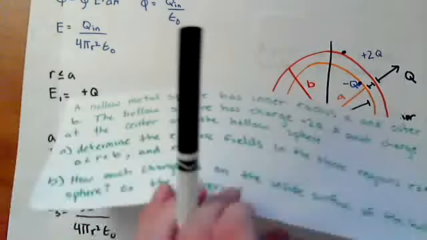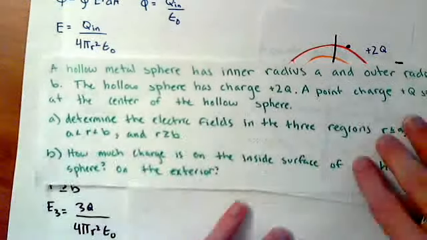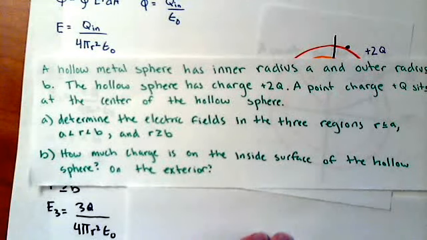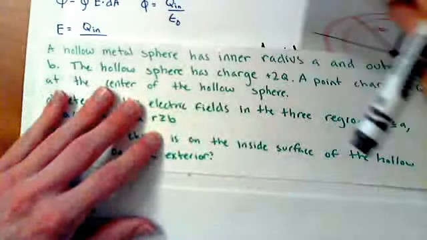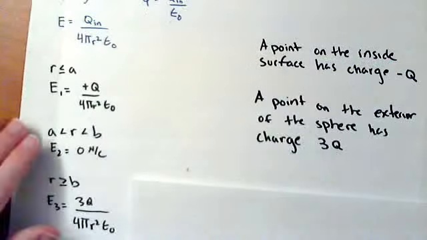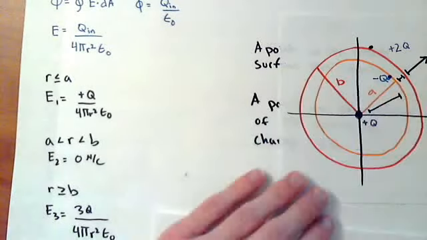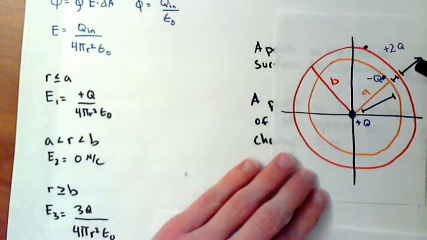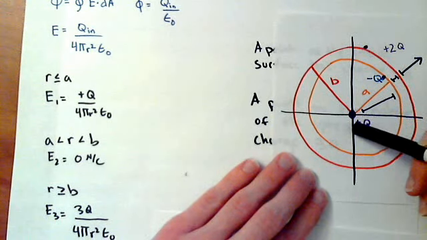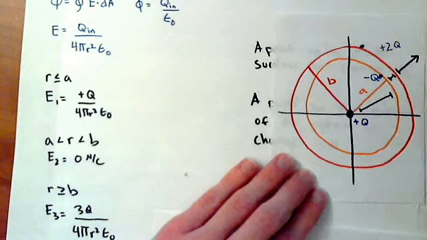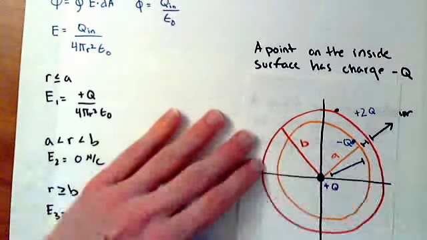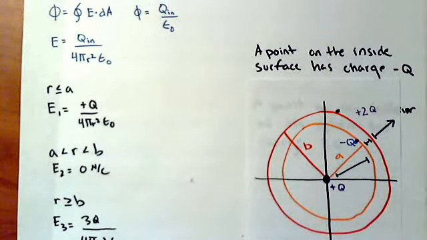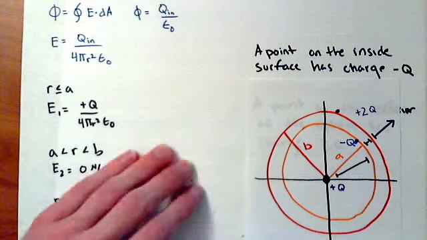Now we're going to do part B, which is how much charge is on the inside surface of the hollow sphere and on the exterior. Well, we know from our second equation that the interior of the sphere has a charge of 0. So the charge that is on the interior of the sphere must be negative q to compensate for the positive q that is the point charge in the center of the sphere. So the charge on the interior surface of the sphere is negative q.